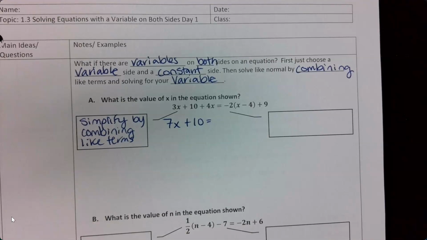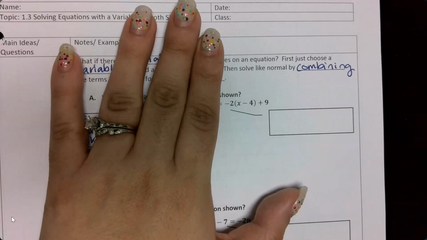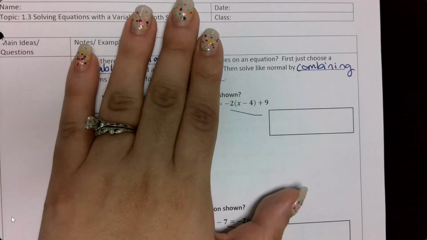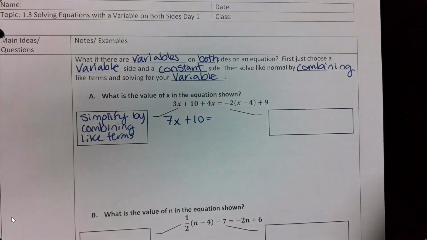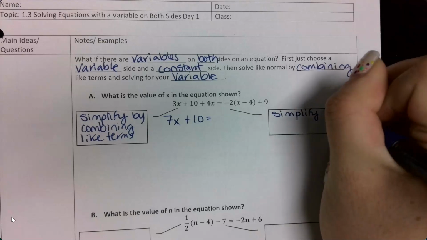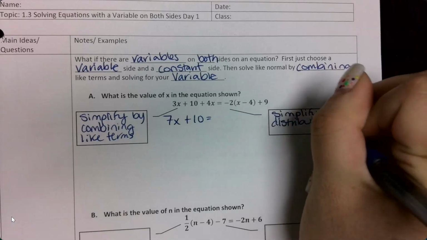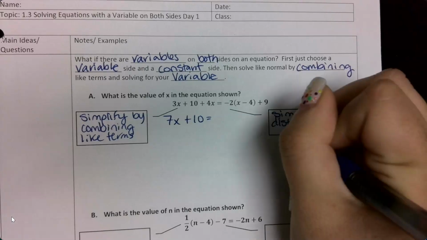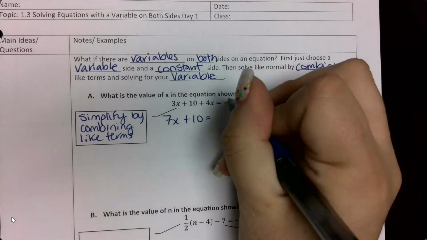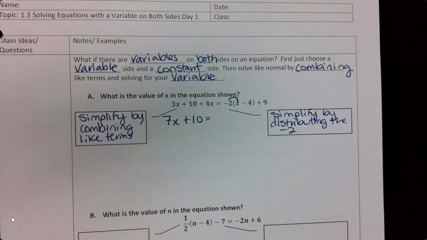No. So think back to our warm-up today. What were we doing on the warm-up? Distributing. So I want to go ahead and distribute the -2. Okay, so -2 times x gets me -2x.